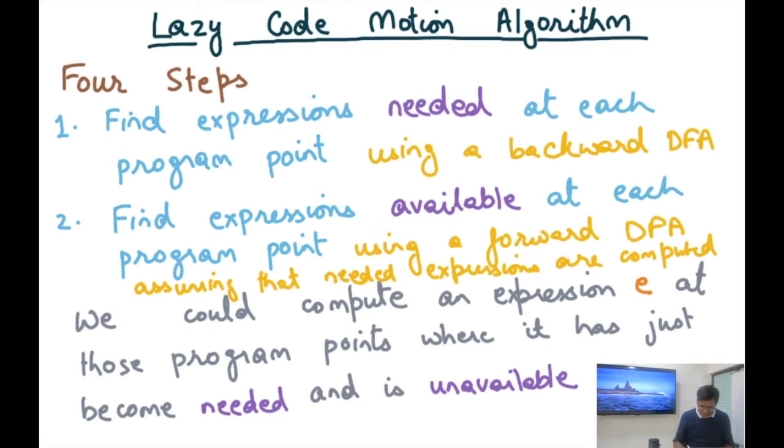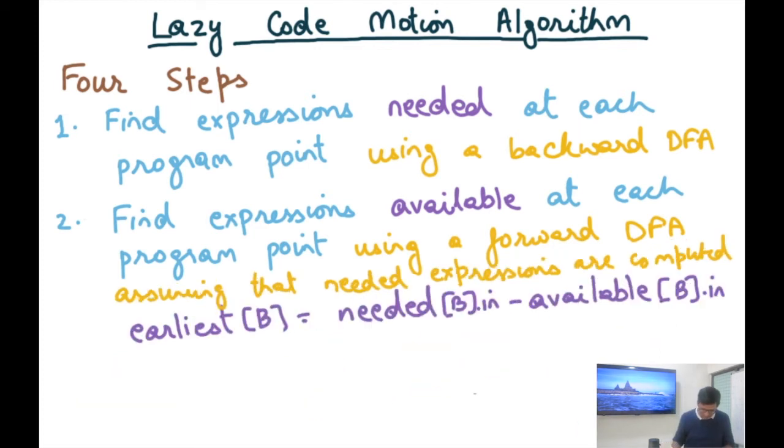In fact, even if I remove the word just here, and just say we could compute an expression E at those program points where it is needed and unavailable, that automatically means that it would be computed at those program points where it has just become needed. Because if something is not just needed, that means it was needed earlier, then it was also available at later points. So this will become clearer with an example.